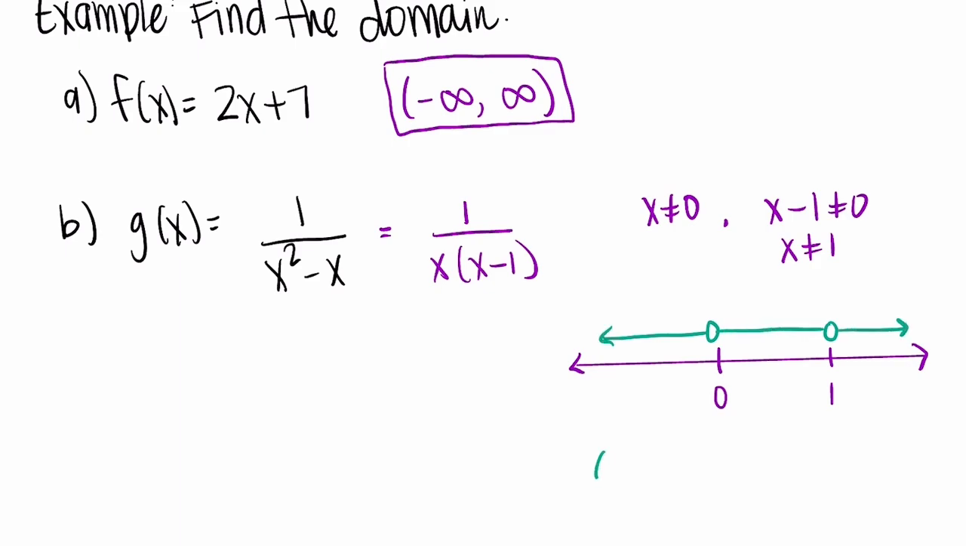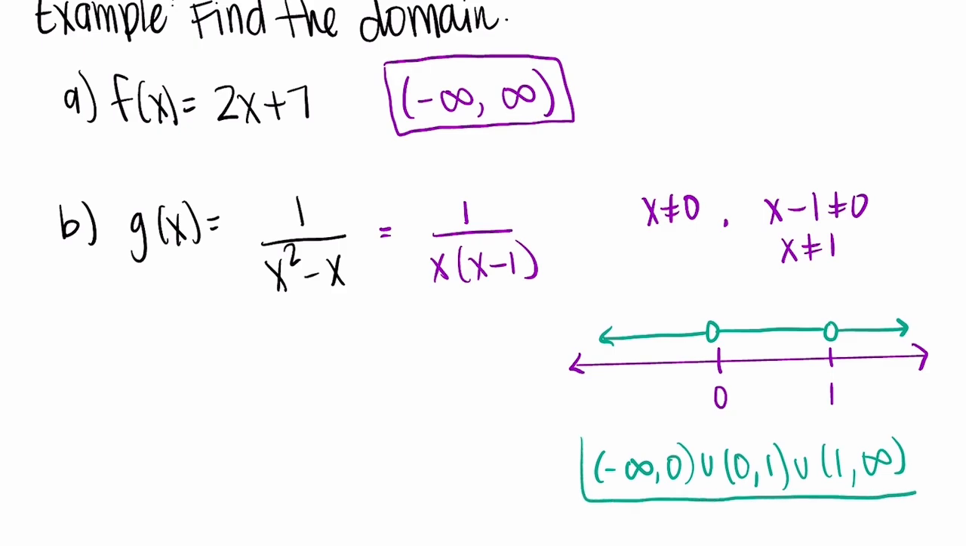So I would say it's negative infinity until we get to 0, with a parenthesis because we're not including it. Do you guys remember what I put next to show that we're combining two pieces? Your U. So this is our union: 0 and 1, U, and then 1 to infinity. That U is our union, it's basically saying we've got multiple distinct sections that are part of my answer that I want to combine or unite together in a single answer.